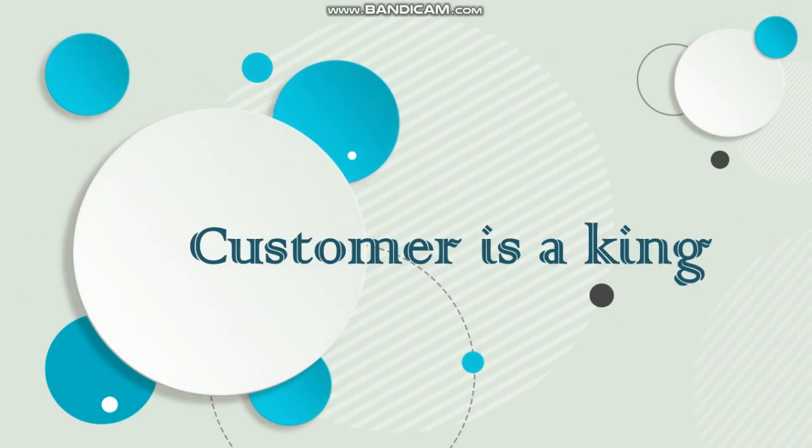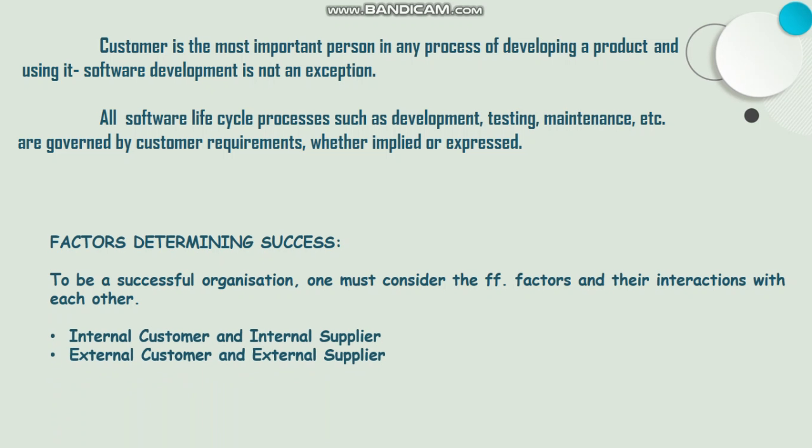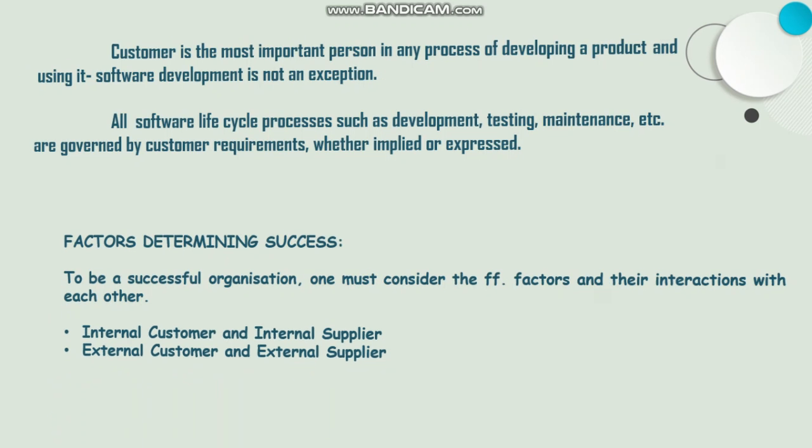So customer is a king. The customer is the most important person in any process of developing a product. These are the factors in determining success. But to be a successful organization, one must consider the following: internal customer and internal supplier, which means that one must act as a customer or a supplier; and external customer and external supplier, which means that it may be the final users, the purchasers of the software.